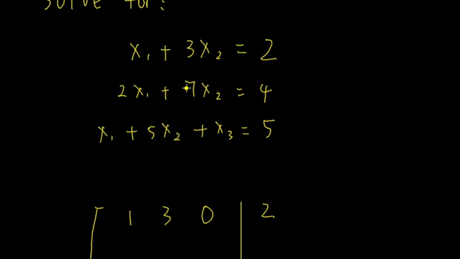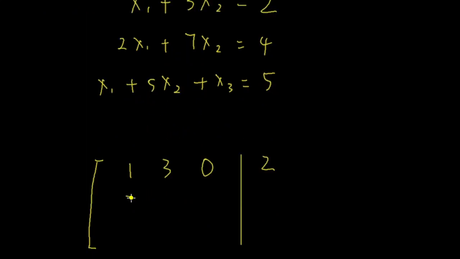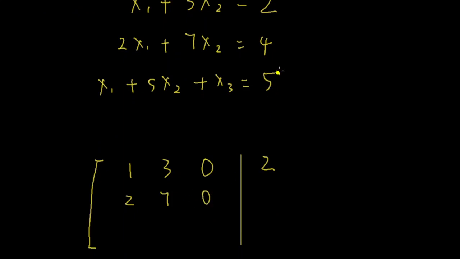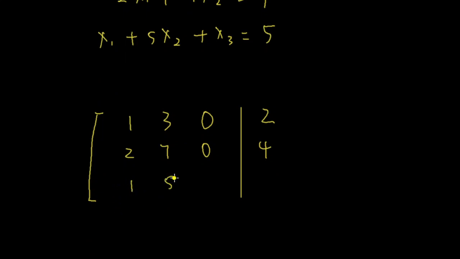Second row, we have 2x1, and this one's 7x2. So this is 2 and 7. How about x3? Again, you don't see it, that means it's 0. And the value on the right side is 4. The third row here: x1 is 1 here, so 1 times x1. x1 is not necessarily 1, because that's what we are trying to calculate. So 1, and then 5, and then 1. In row 3, we write 1, 5, 1, and the right side is 5. So that's the matrix.